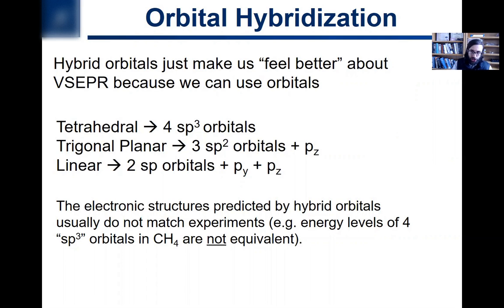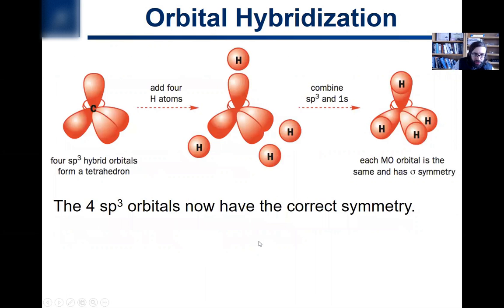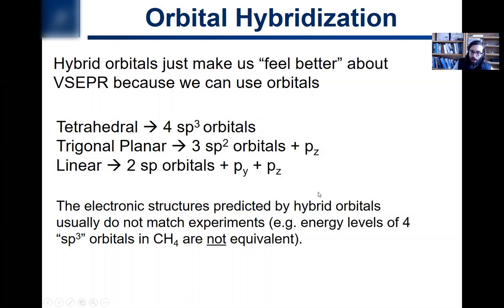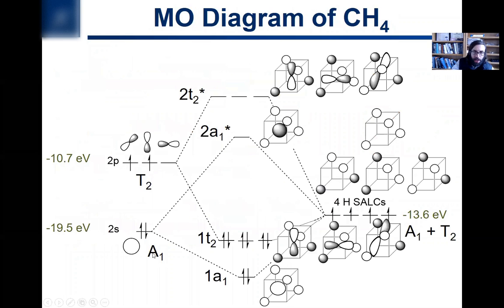How do we know for sure hybrid orbitals aren't true? Turns out the electronic structures predicted by hybrid orbitals usually don't match experiments. And so, in this picture here, you have bonding. Sure, you have 4 single bonds, and they're mediated by identical orbitals. And that says that the energy levels of these 4 orbitals should all be equal. And there are ways of showing that that is not true experimentally.